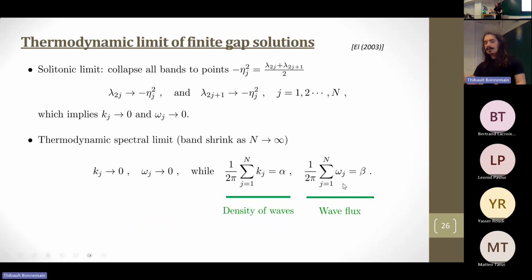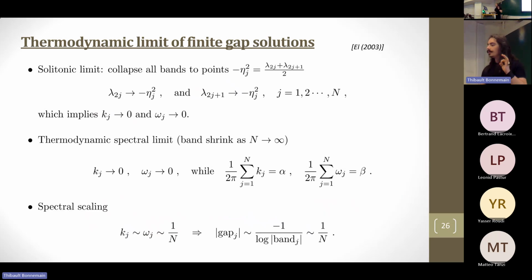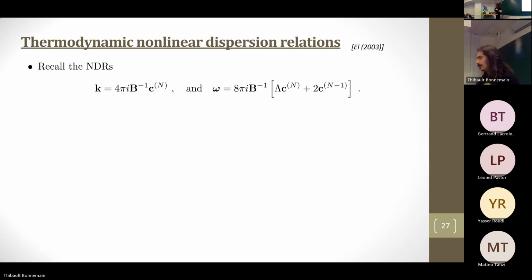So this procedure is called the thermodynamic spectral limit, and it's obtained under a very specific scaling of the bands and the gaps. To keep finite density, you want the gaps to go as 1 over n, and you want the size of the bands to be exponentially small with n. And now, under this scaling, we can take a closer look at the nonlinear dispersion relations.